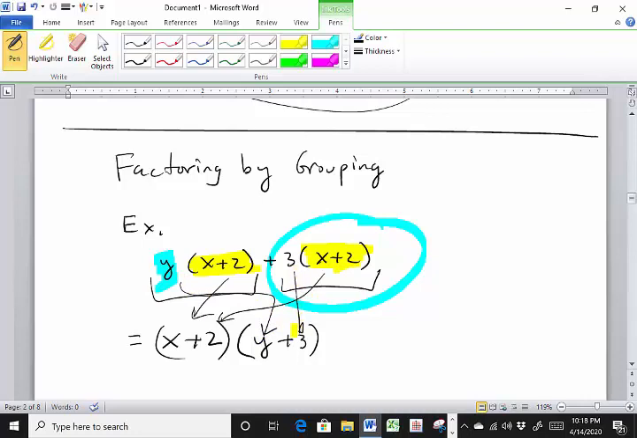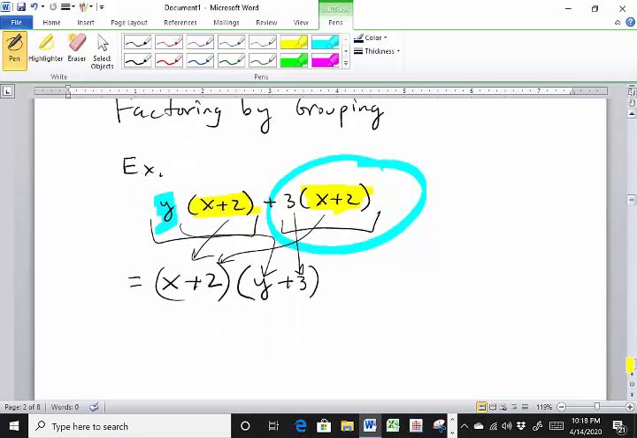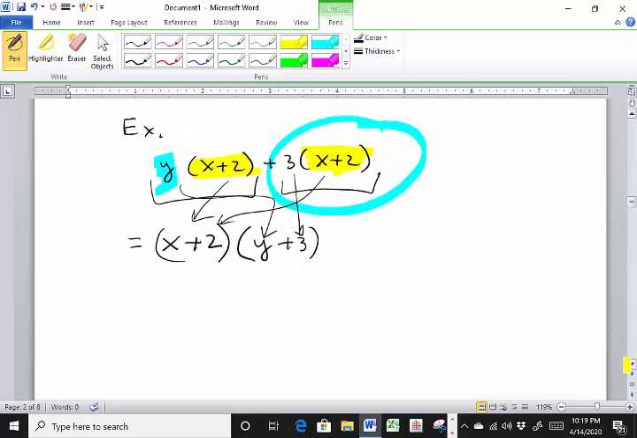That's basically it. So that's factoring by grouping. Now, these problems are not all going to be in this form. All right? So we'll learn some different types of problems in a minute. But let's look at another one like this.